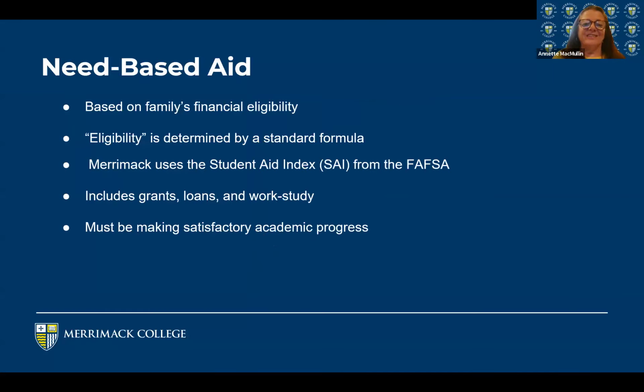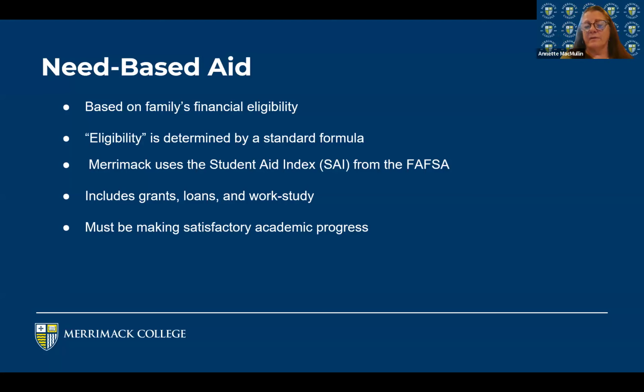So let me talk a little bit about need-based aid. That's going to be based on your family's financial eligibility, which is determined by the information that you put on your FAFSA, and that then gives the SAI, which is called Student Aid Index. So your eligibility is determined by this particular standard formula, and your estimated SAI perhaps was given to you if you have already filed your FAFSA, and you would have received an email from the Department of Education that would have told you your estimated SAI.